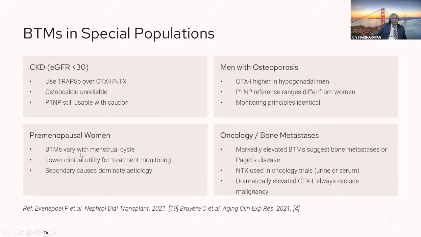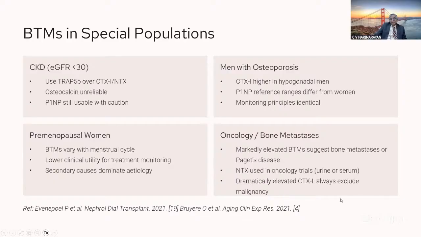Postmenopausal women: bone turnover markers vary with menstrual cycles, lower clinical utility for treatment monitoring. Secondary causes dominate the etiology. Men with osteoporosis: CTX is higher in hypogonadal men. P1NP reference ranges differ from women, but monitoring principles are identical. Oncology, in bone metastasis: markedly elevated bone turnover markers suggest bone metastasis or Paget's. NTX is used in oncology trials.